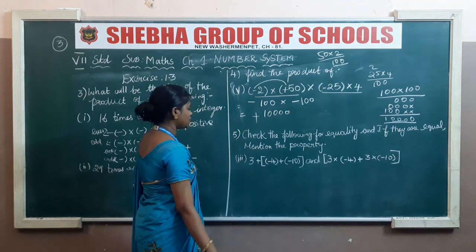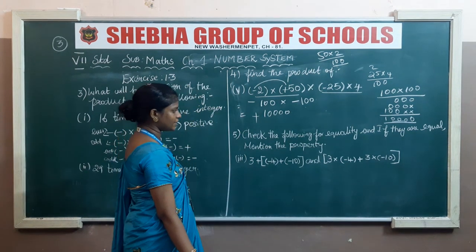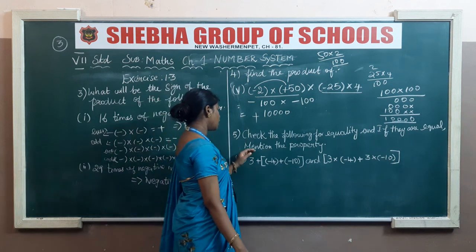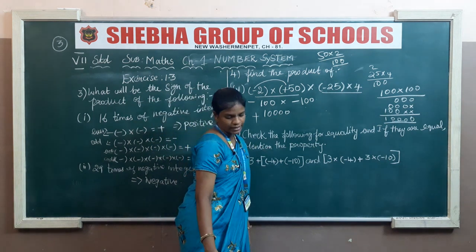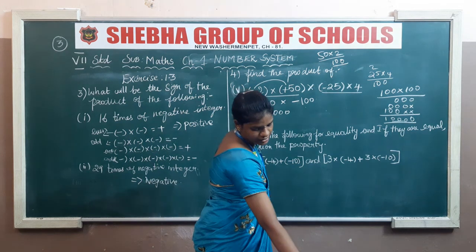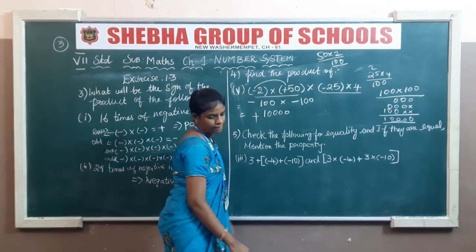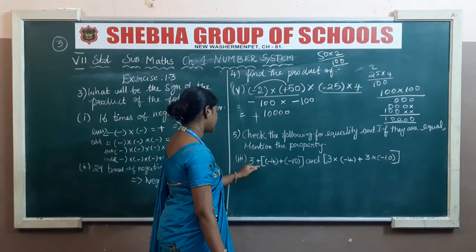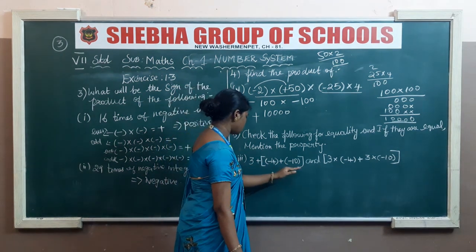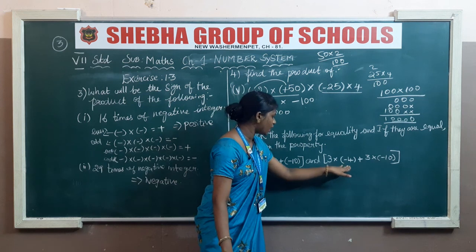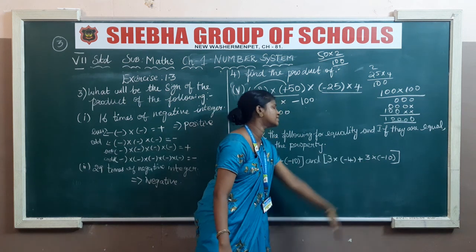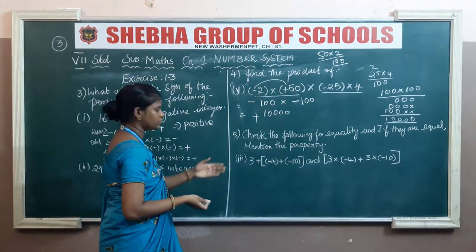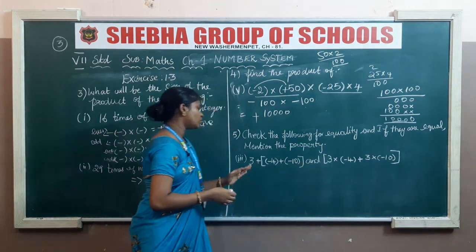Next, fifth sum: check the following for equality, and if they are equal, mention the property. Take page number 21. This is the fifth sum. In the third question: 3 into minus 4 plus minus 10, and 3 into minus 4 plus 3 into minus 10. We have to find whether these two are equal or not.